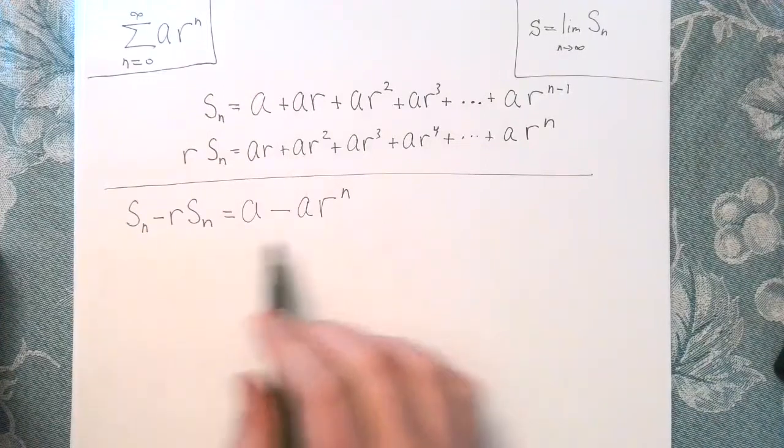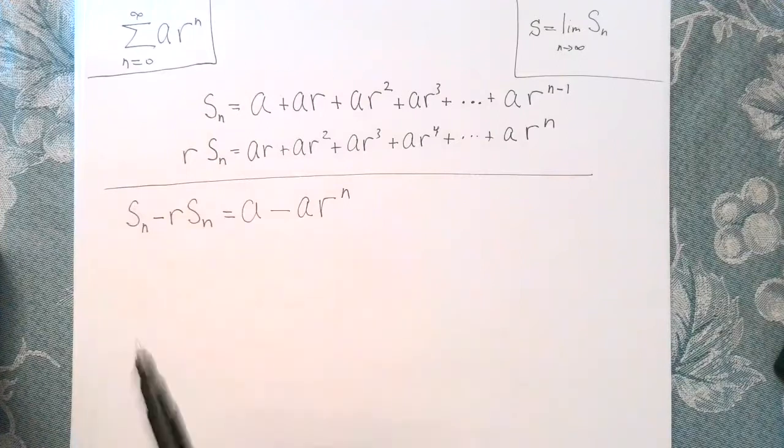So now I think it's a good idea to factor. So let's go ahead and factor. Our goal ultimately right now is to solve for S sub n, and we're hoping to get a form for S sub n in which we can take the limit as n goes to infinity.